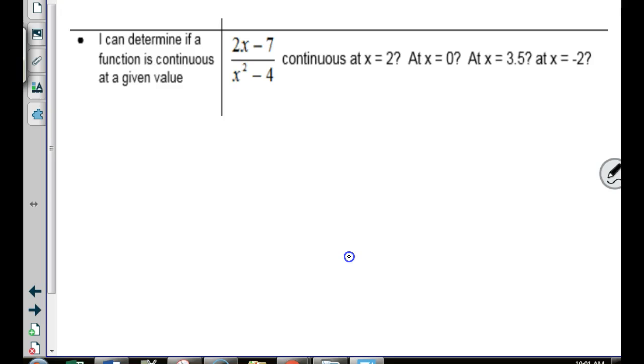Okay, domain and range, we got interval notation, okay? Is this continuous? We've practiced this the last 2 days. Is this continuous at 2?